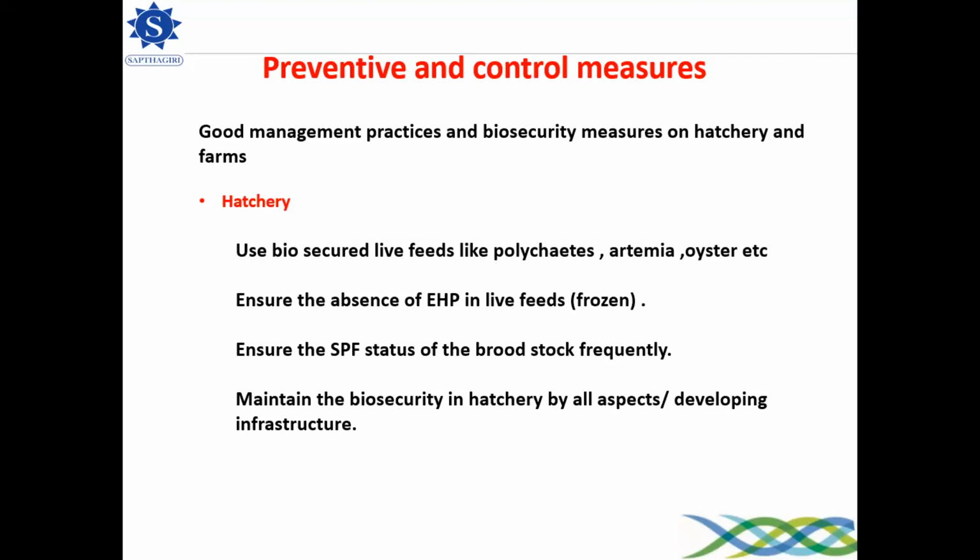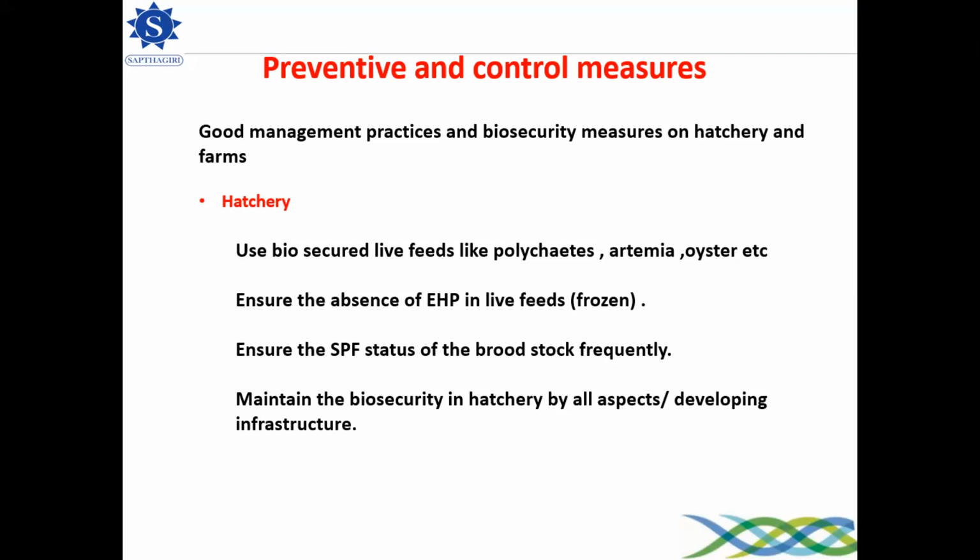and maintain the biosecurity in the hatchery in all aspects, and in developing infrastructure. It's already known that water is also contaminating, and through water contamination, EHP is entering the system. So we have to improve the infrastructure like water filtration, UV filtration system, ultrafiltration system, like that. It will give much more advantage to get rid of EHP from the system.